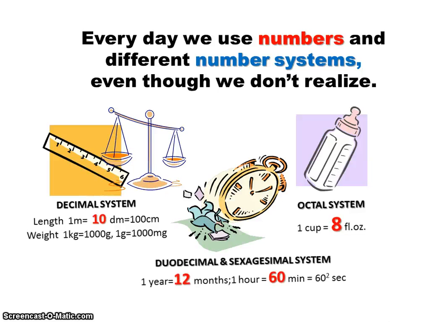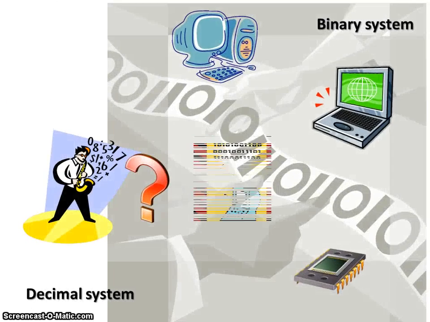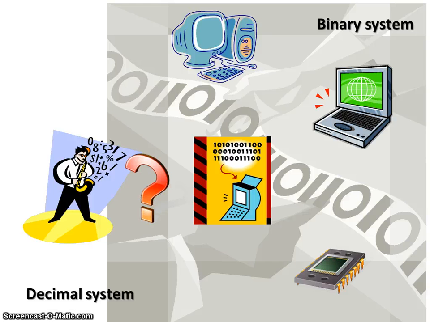Every day we use numbers and different number systems, even though we don't realize. We use the decimal system to measure length and weight. We count time and measure liquid. But we almost never use the binary system, which is used by our digital friends. We are not familiar with the digital language. It's hard to have a deep conversation with the computers, especially for the kids.